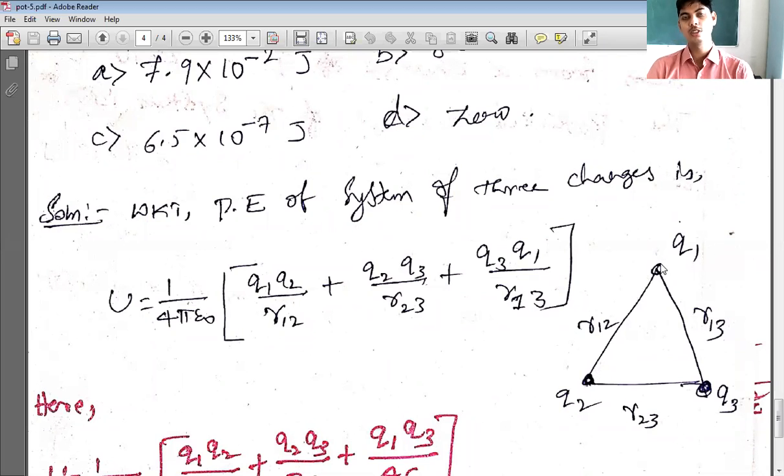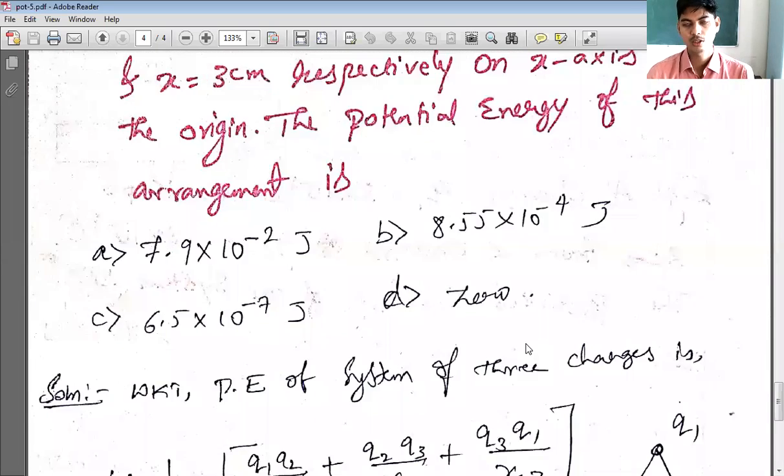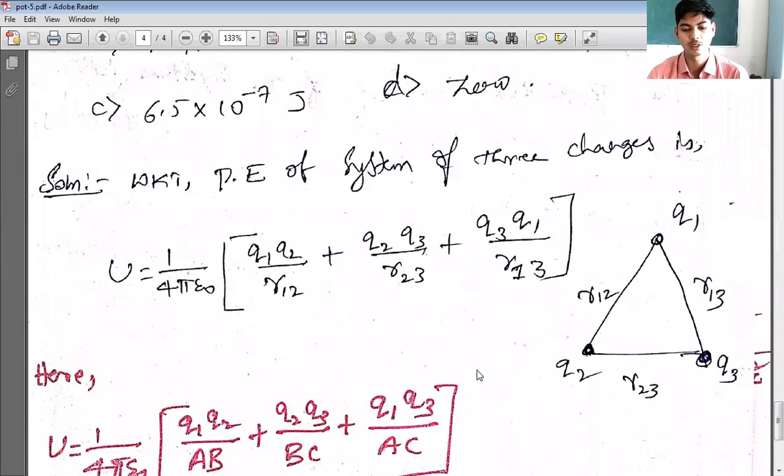We need not always have a triangular arrangement when a system of three charges is given. The charges may even be placed collinear, on the same straight line. Here they are collinear charges. Three charges, 1 into 10 power minus 8 coulomb, 2 into 10 power minus 8 coulomb, and 3 into 10 power minus 8 coulomb are placed at x equals 1, 2, and 3 centimeter respectively, on the same straight line. You are supposed to find the potential energy of the system of charges.